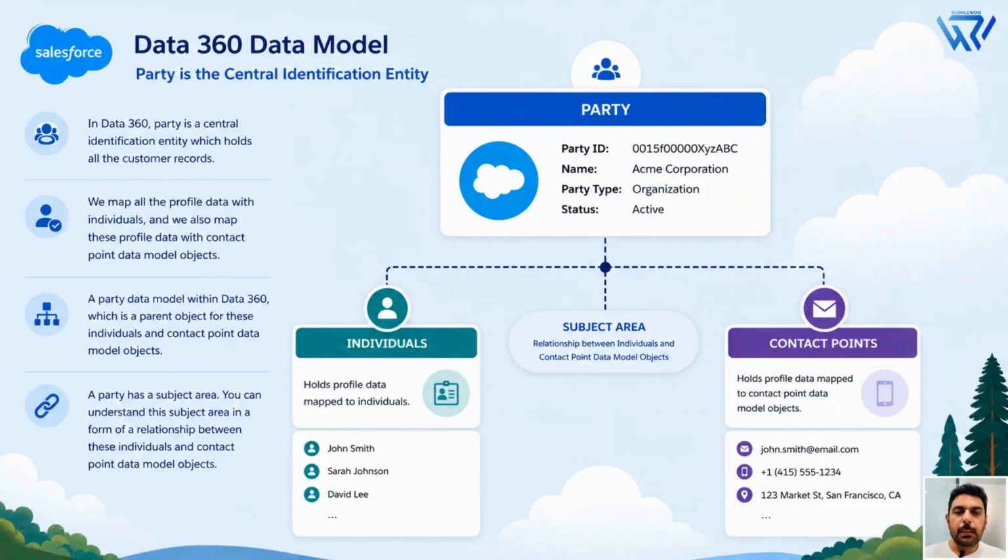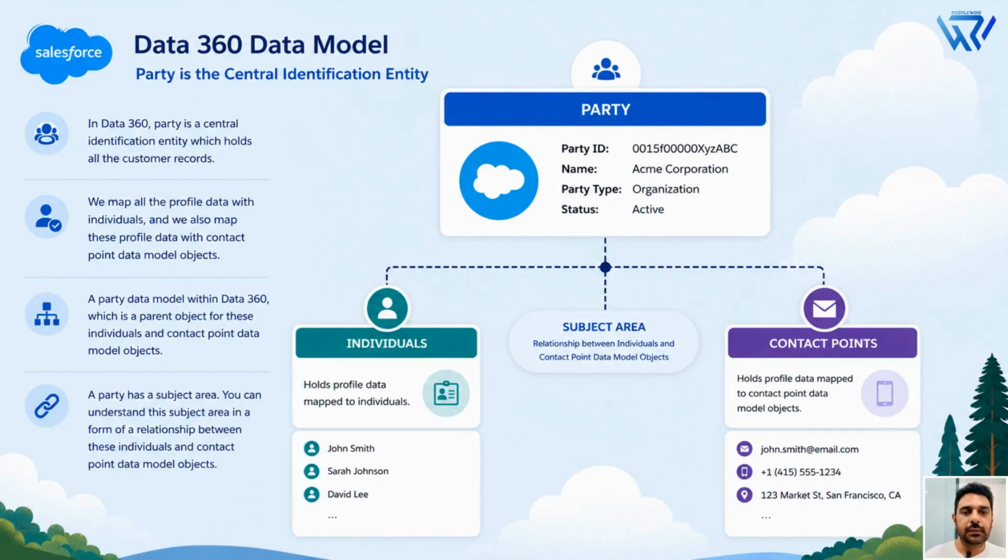In Data 360, Party is a central identification entity which holds all the customer records. We know that we map all the profile data with individuals, and we also map these profile data with contact point data model objects. We have a party data model within Data 360, which is a parent object for these individuals and contact point data model objects.